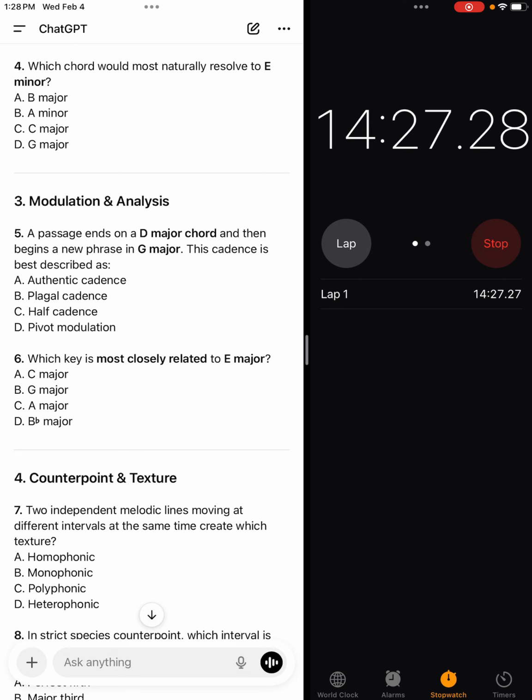What passage ends on a D major chord, then begins a new phrase at G major? The cadence, sorry, cadence. A passage ends on a D major chord and begins a new phrase in G major. The cadence is most likely described as classical.